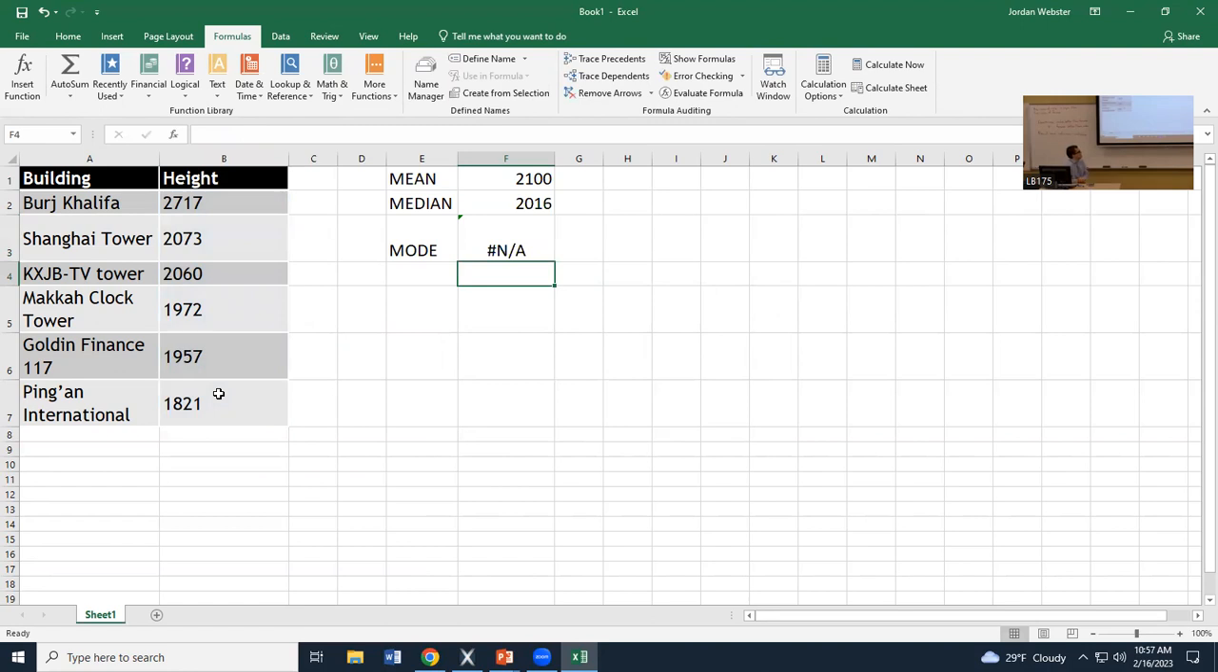Notice it says NA. Why do you think it says NA? That just means it's not available. And therefore there's no mode, right? There's no mode if it's not available.